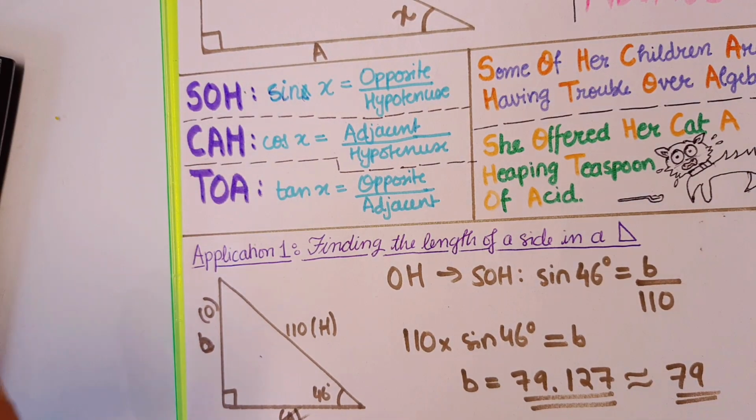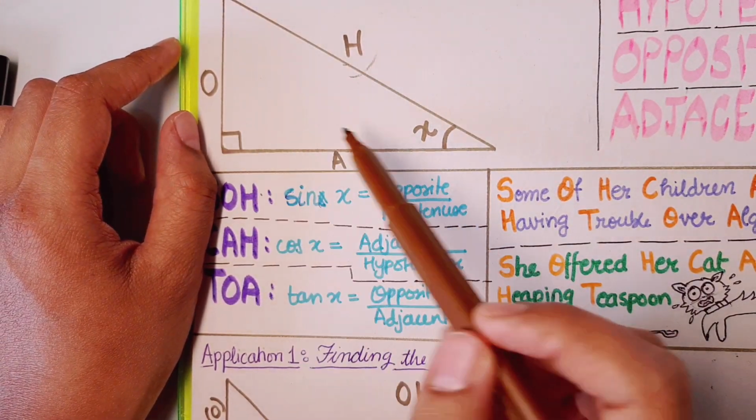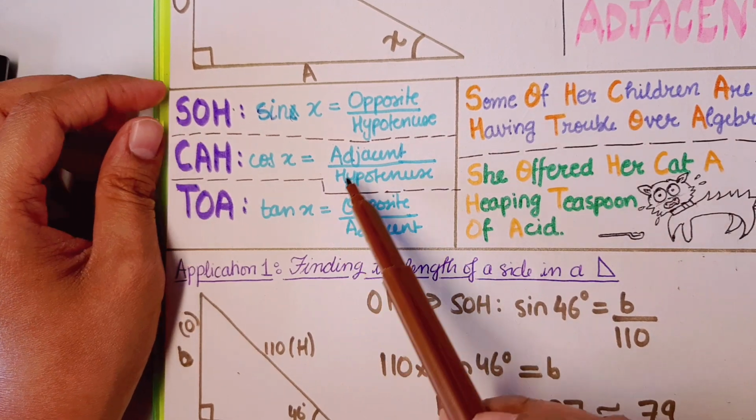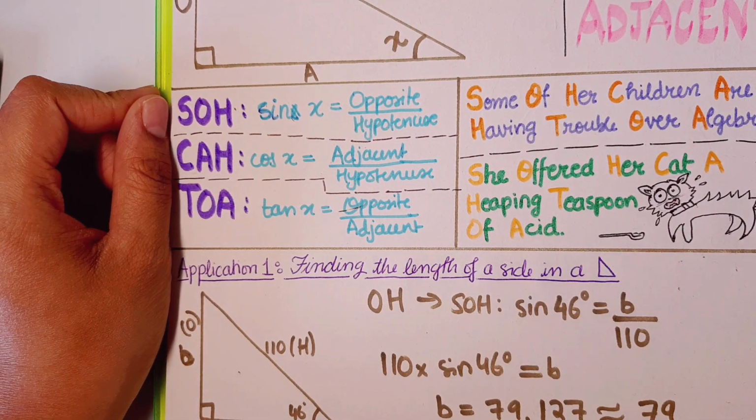So I hope you understood the methodology of how to find the markings for all the sides of a triangle, and as well as how to use these three equations in these two applications.